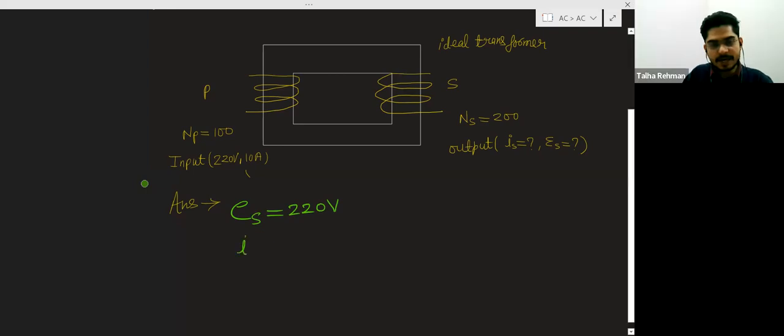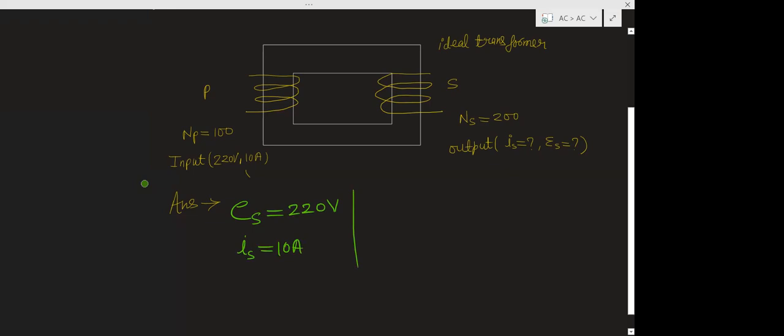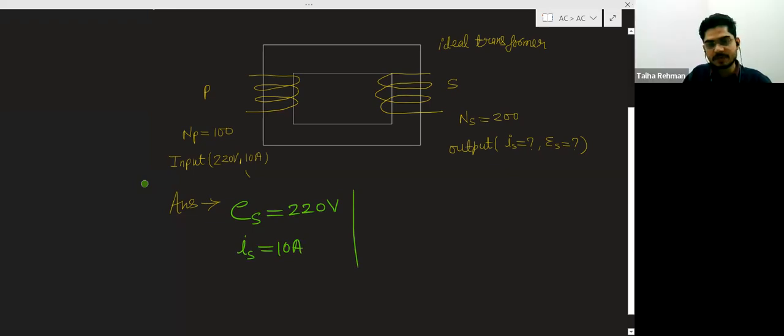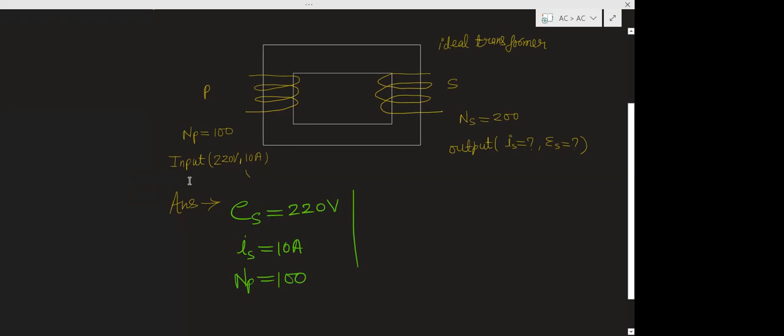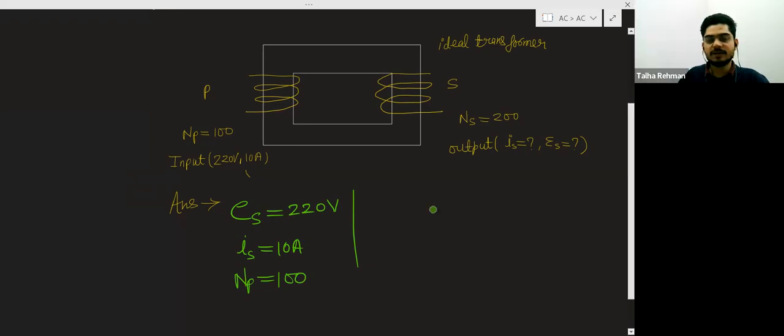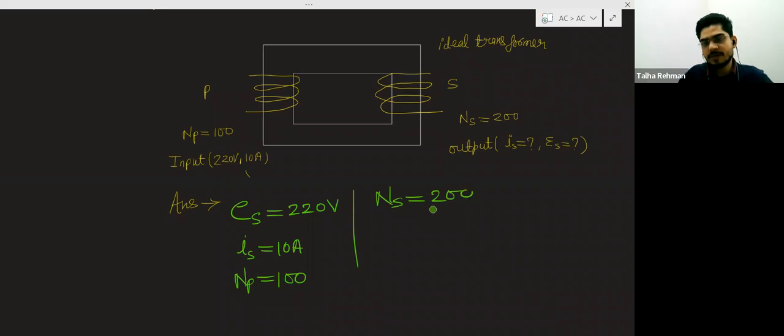IS is also given 10 ampere. This is given from the primary side, and NP is given 100. Number of turns in the primary is 100, and here on the secondary side NS is equal to 200. NS is given 200, and we have to find IS and ES.